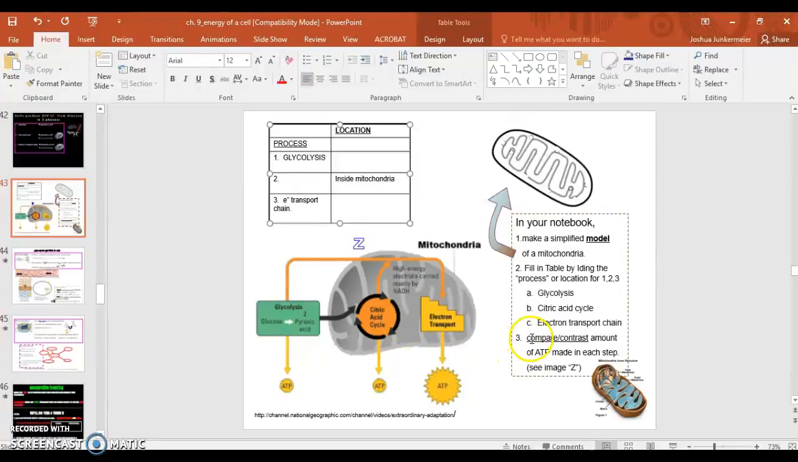All right, the last thing is to compare and contrast the amount of ATP made in each step. What that means is look at this, this, and this, and look at the amount, and the larger the ATP sign, the more is made. Which one do you think makes the most? Which makes the least? And you would compare and contrast, show how they're similar. What's similar about any of these processes? What do they have in common? And what do they show that's different? Whether their location of where they make ATP or perhaps the amounts.